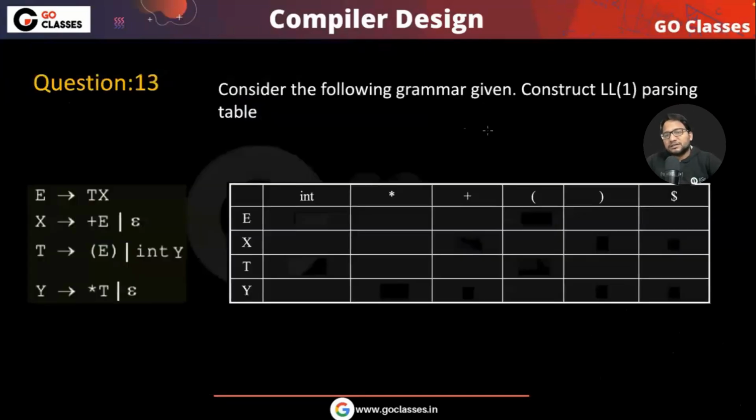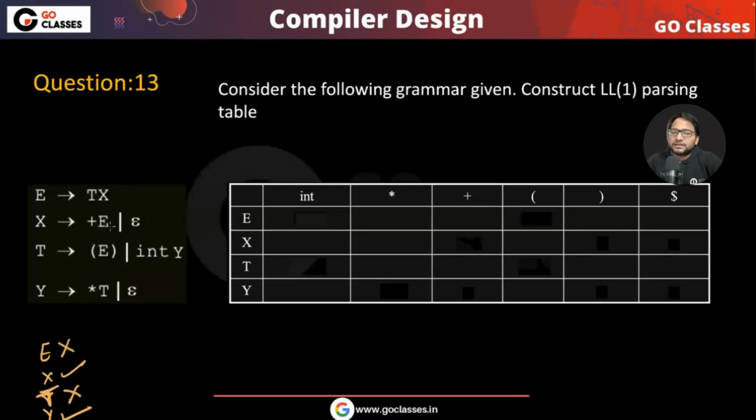Now let's see this. Consider the following grammar given. Construct the LL1 parsing table. Can you construct the LL1 parsing table? Let's just do it quickly. This grammar is given to us. First tell me where it will go. It will go in the first of TX. By the way, what are the nullable symbols here? Y is nullable. T is not nullable. X is nullable. T is not nullable. Since T is not nullable, capital E is also not nullable, right?